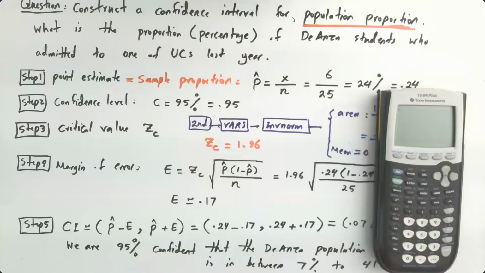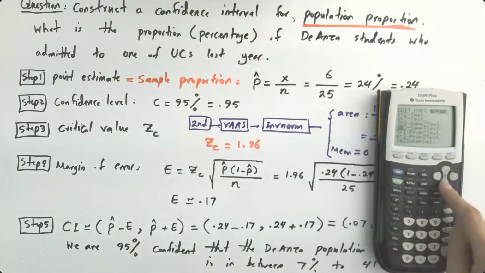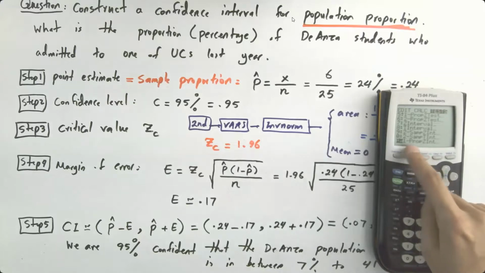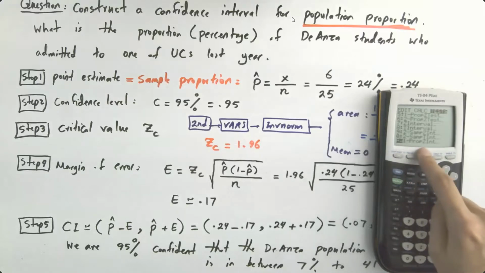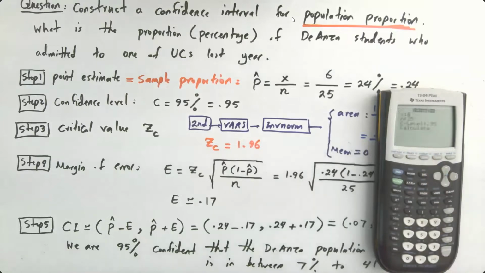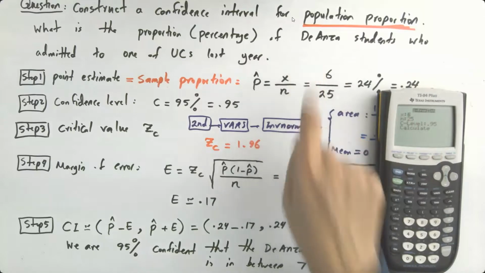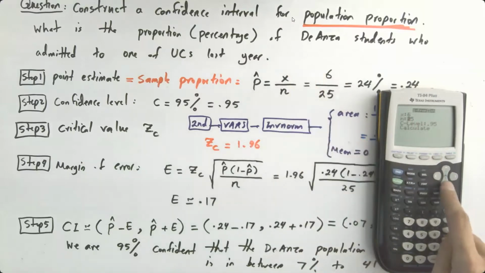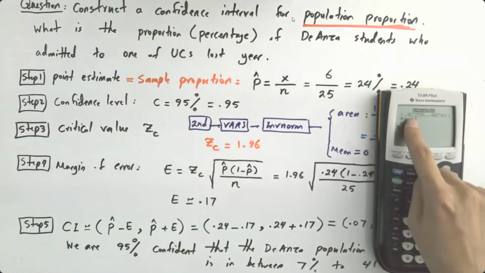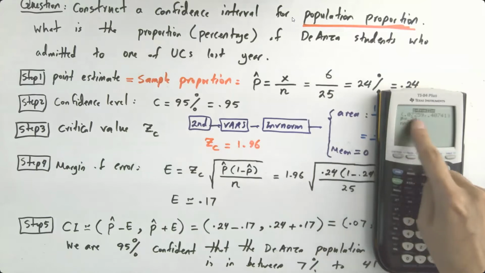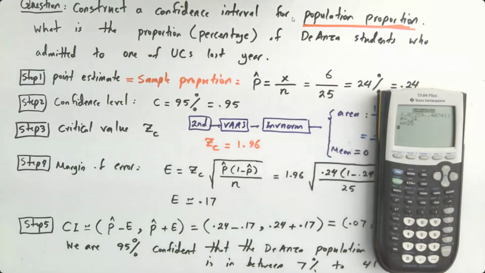Now to use your calculator, go to stat, go to tests, and then find one proportion z interval. So one proportion z interval. X is 6, the number of successes that we have is 6, n is 25, the sample size. The confidence level is not given, so we automatically assume that it's 95%, and let's do the calculation. As you can see, you end up with 7% to about 41%.